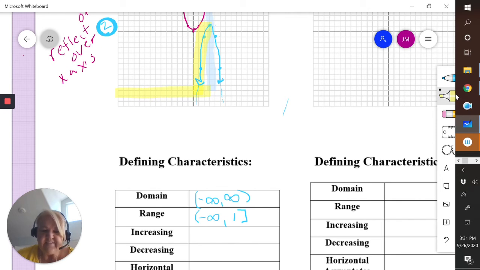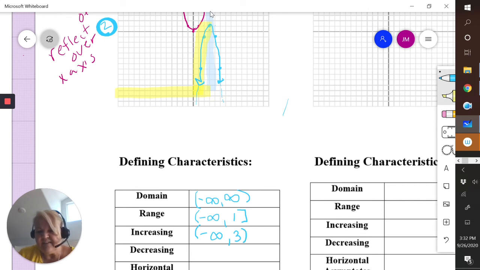The y values to that vertex, I'm sorry, the x values. The x values are negative infinity all the way to 3, all the way to 3, and you do not include the vertex.